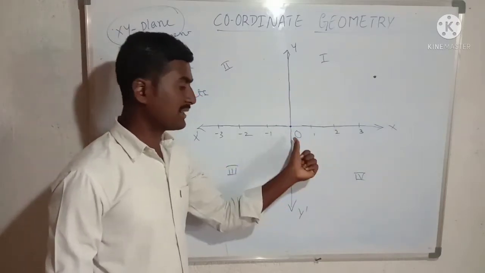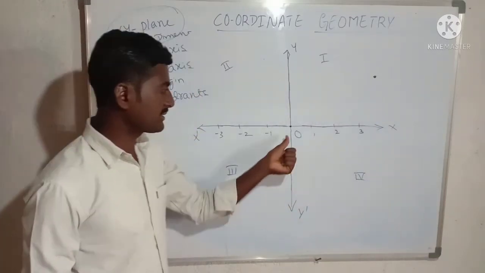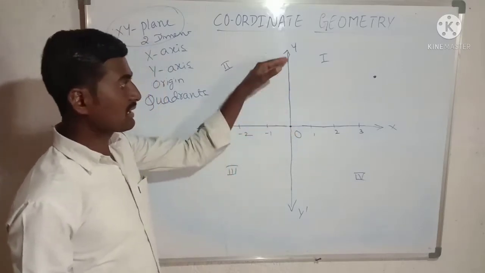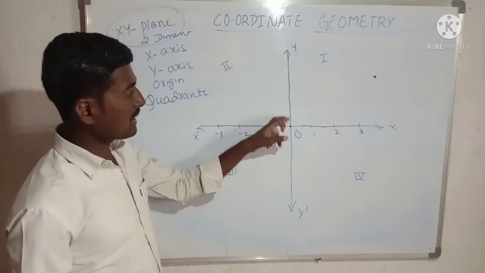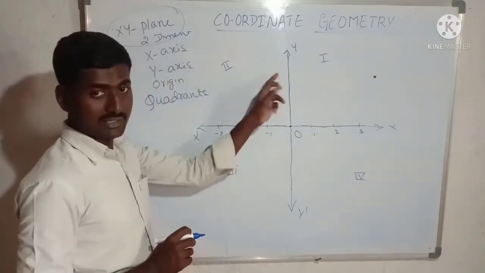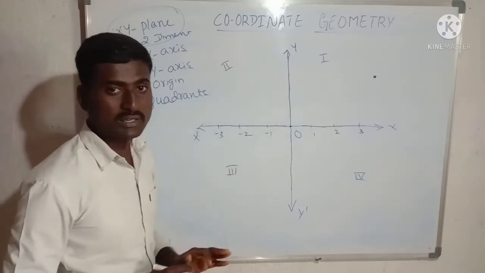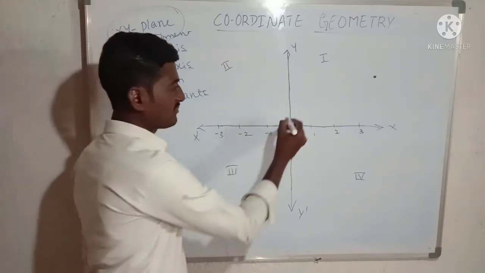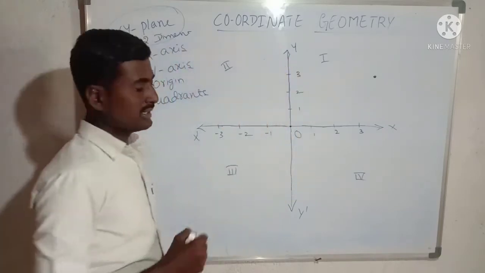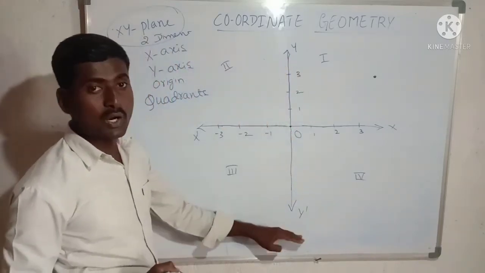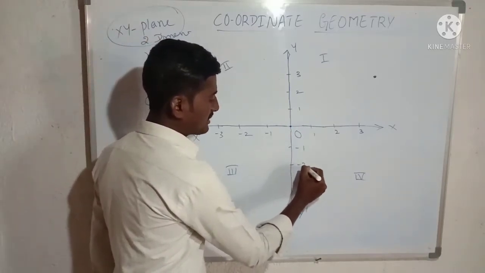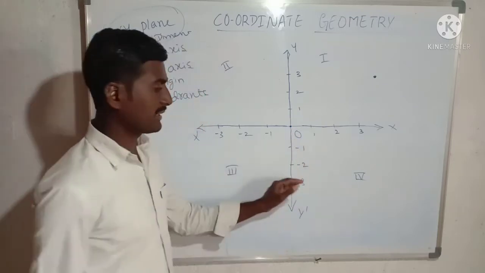Positive x-axis means the right side of the origin is positive x-axis, and the left side of the origin is negative x-axis. Then come to the y-axis. The upside of the origin is called what? Positive y-axis, that is +1, +2, +3. Similarly, the downside of the origin is called what? Negative y-axis. Minus 1, minus 2, minus 3 and so on.